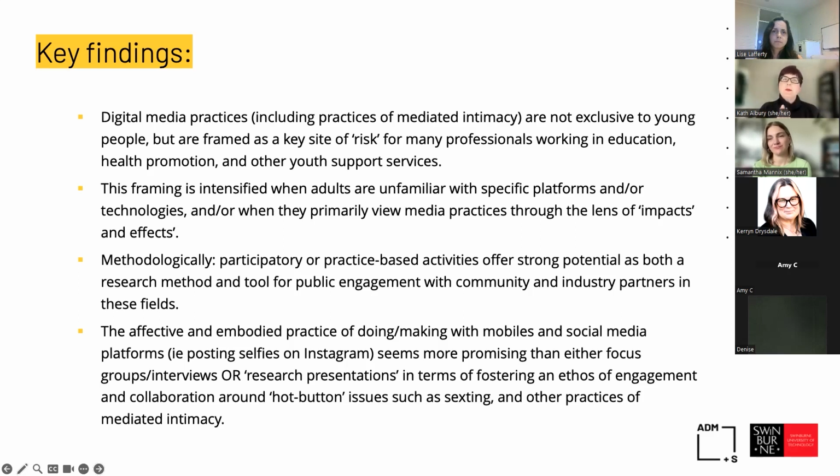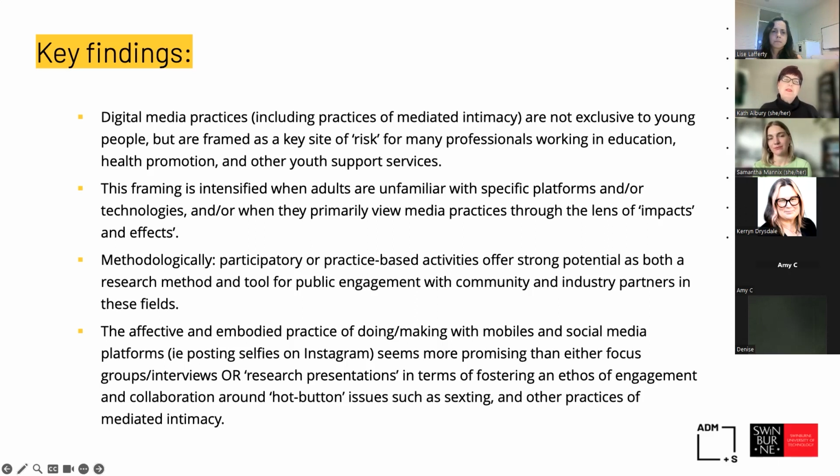Or when there was a strong reliance on what might be termed a framing drawn from behavioral psychology. So the idea of media as the source of impacts and effects, as opposed to a cultural site.